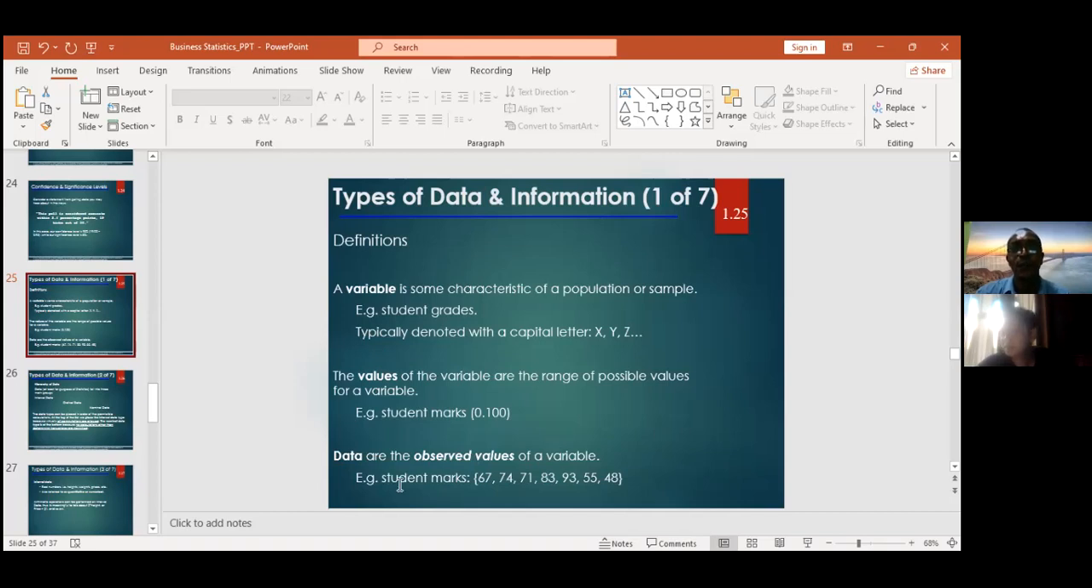For example, student marks. So student marks is the variable. The marks can be 67, 74, 71, 83. So take note of these distinctions, because it will help you later on when you get to regression analysis, so you understand what is data, what are variables, what are values.